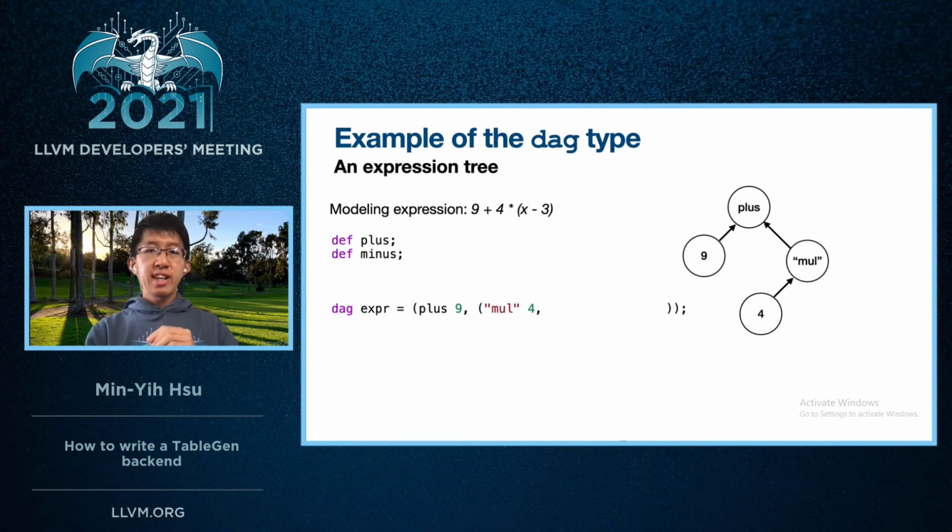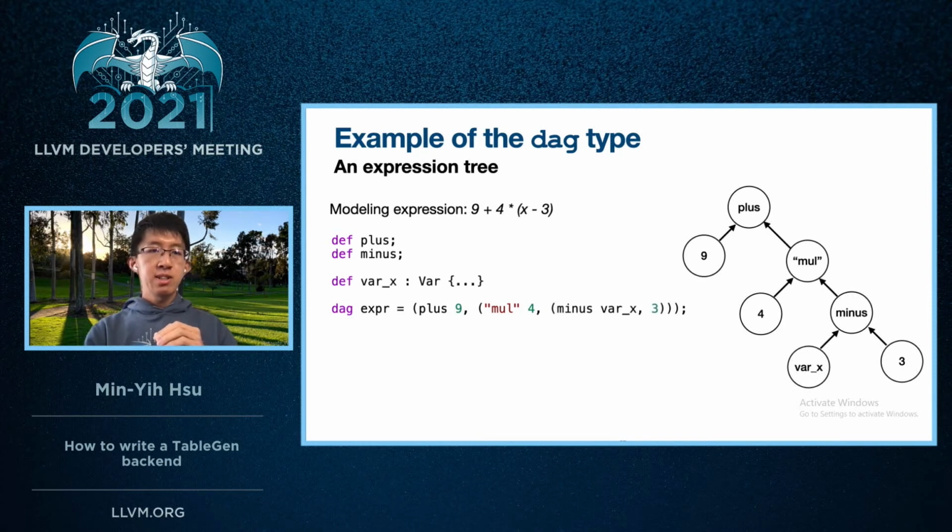Note that in this DAG, we're using a string, mul, as the DAG operator to represent the multiplication. And finally is the arithmetic minus. So the bottom line is that both the operator and argument in a DAG object can be any data type. It can be a record, a string, or an integer. And the DAG is used to represent expressions symbolically.